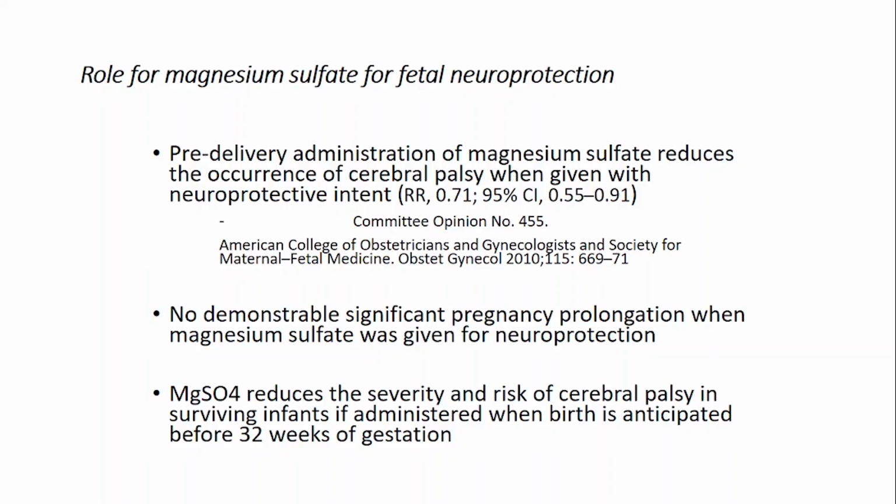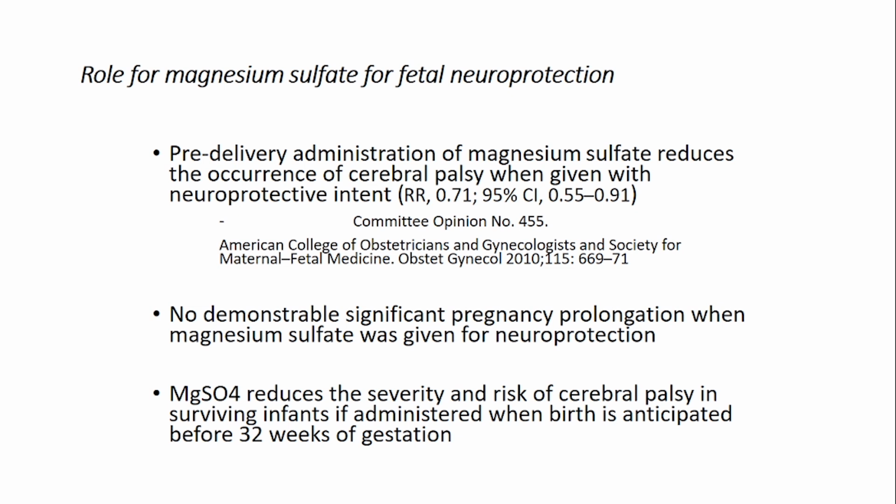We need to also discuss what are the roles of magnesium sulfate, especially as fetal neuroprotection. Magnesium sulfate administration pre-delivery reduces the occurrence of cerebral palsy when given with neuroprotective intent. It can also be given as a tocolytic. When it is given as a tocolytic, it is preferably given by intravenous route, where you first give 4 grams intravenous, diluted and given slowly over 10 to 15 minutes. Thereafter, set up an infusion of magnesium sulfate 1 gram per hour, according to the Sibai regimen.